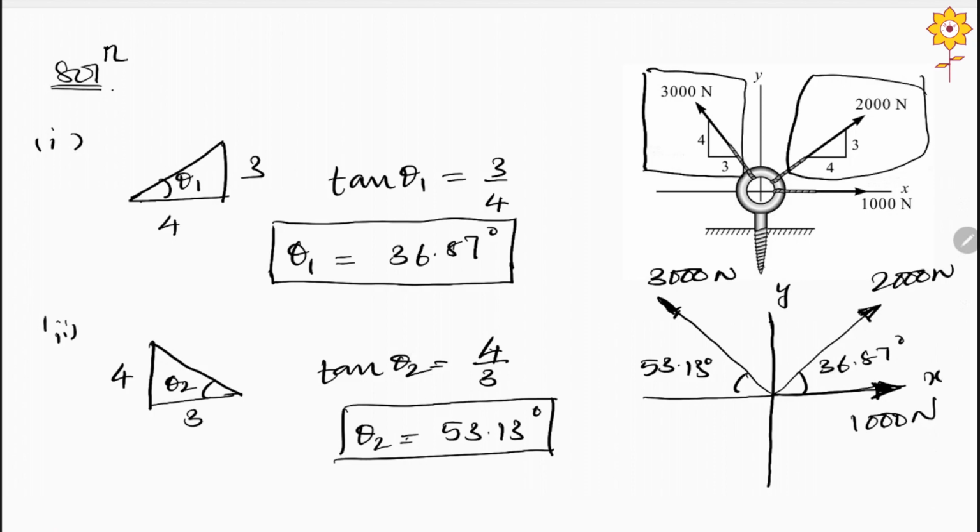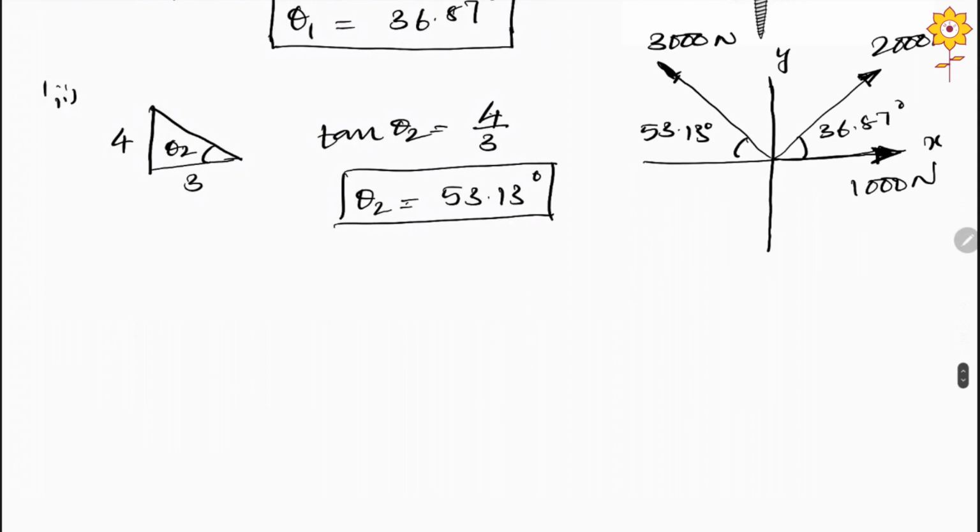Now if you remember the steps to find the resultant for this, the first step is to find the summation of F x. That means summation of F x is nothing but the sum of all the horizontal forces. In this system we have a horizontal force called 1000 Newton, and we have two forces which are inclined, so we can resolve these forces.